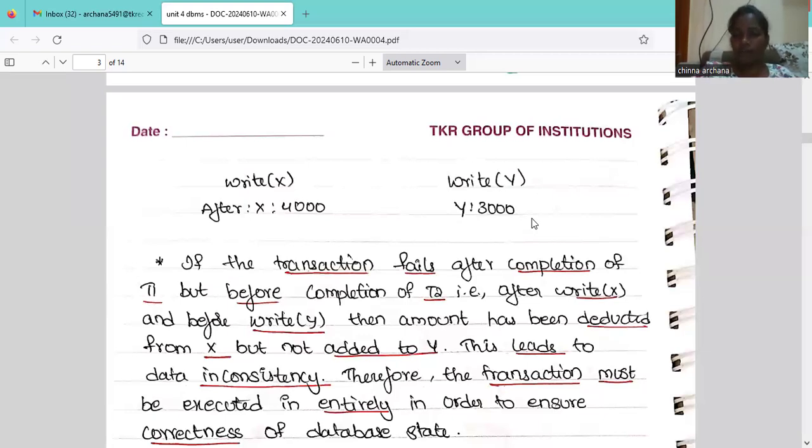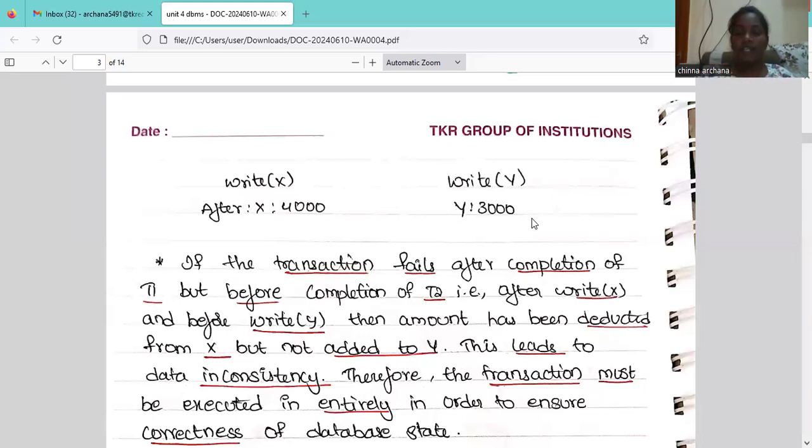So we have modified the value of X, but the T2 task has not yet been started. The amount has been reduced from the X account, but it is not added to the Y account. So where are these 1,000 rupees? After this transaction, the X value will be 4,000, whereas the Y value will be only 2,000. With this, there is an inconsistency in the database. So this we call inconsistency in the database.